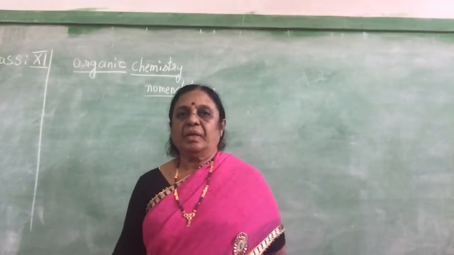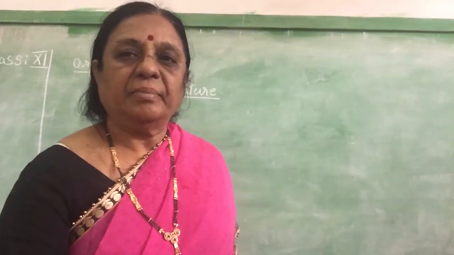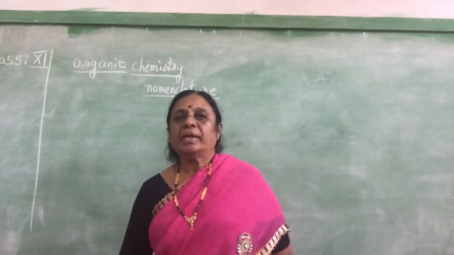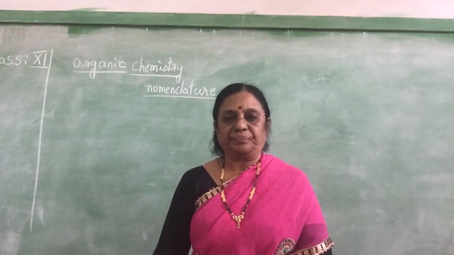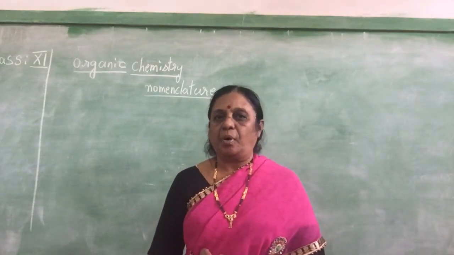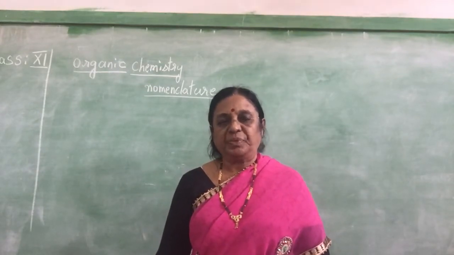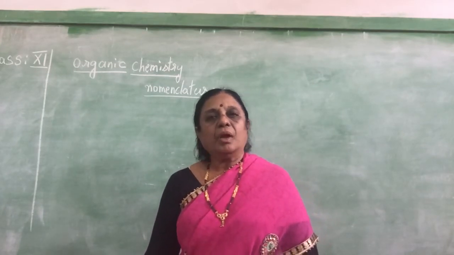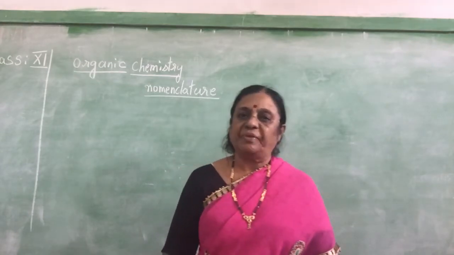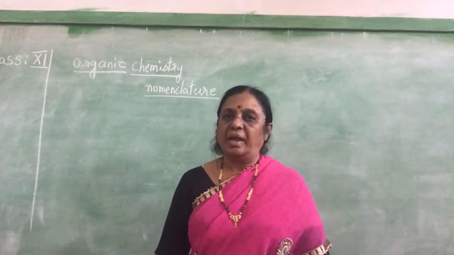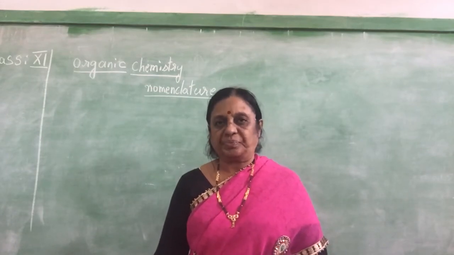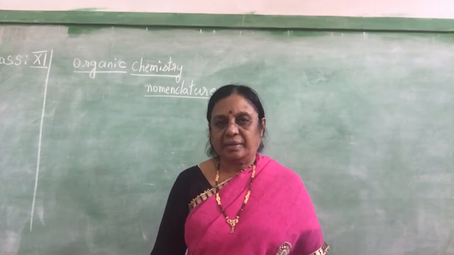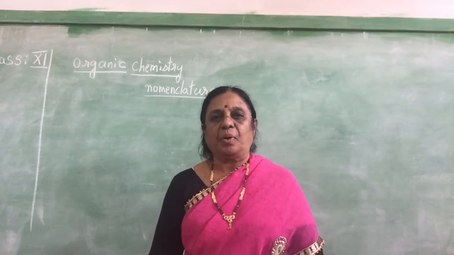Good morning children. Let us start organic chemistry. Already I told you regarding the classification of the organic compounds. Organic compounds are classified into two types. What are they? Open chain compounds and closed chain compounds. Open chain compounds are also known as aliphatic compounds. Now these aliphatic compounds are further classified into two types: saturated and unsaturated compounds. Closed chain compounds are further classified into aromatic and alicyclic compounds.